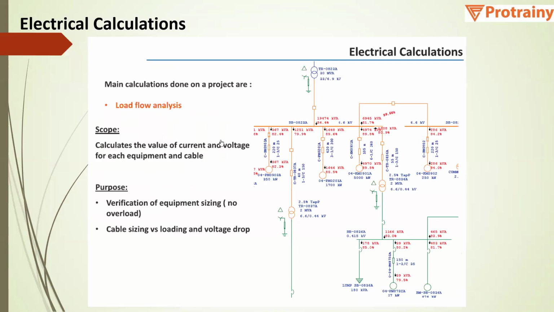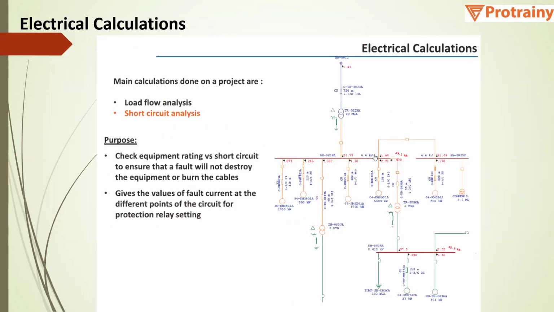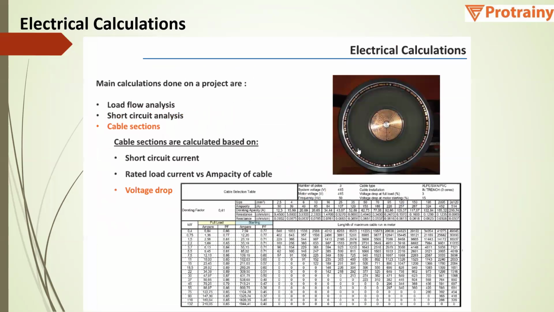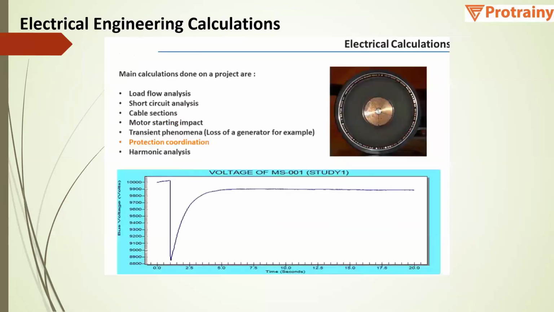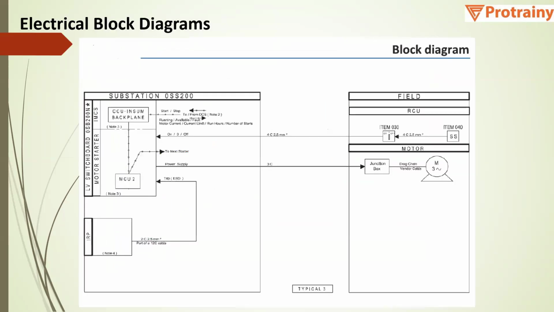So this is basically a load flow analysis. These are the electrical calculations. This is short circuit analysis. Then cable selection is decided, also based on the electrical cable sizing calculation. So this is the electrical block diagram, which shows how the power will be supplied from the substation to the field.